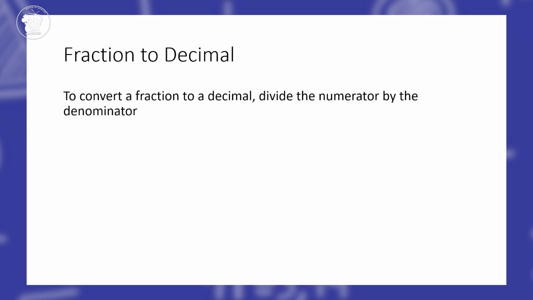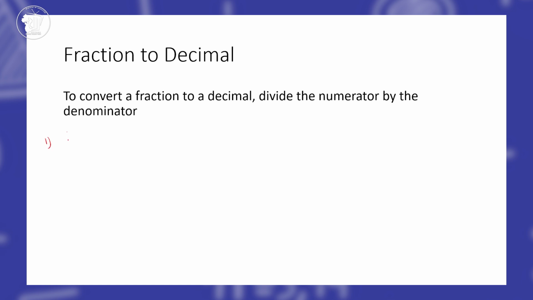So in this first scenario, we are converting from fraction to decimal. And it says here, to convert a fraction to a decimal, we simply divide the numerator by the denominator. So we know the denominator will be the number at the bottom, and the numerator will be the number at the top. So to convert, we simply just divide the numerator by the denominator. So let's start off with a simple example.